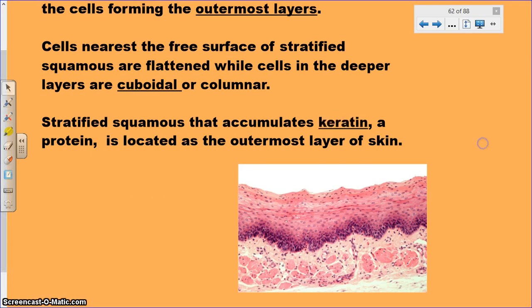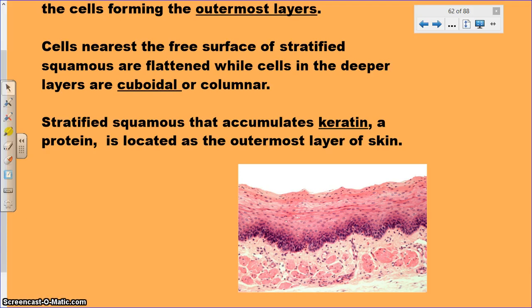Stratified squamous epithelium is located all throughout your body. In fact, your body is covered in it. That's what your epidermis, that outer layer of your skin, is made up of: stratified squamous epithelium. And it's also the inner lining of your cheeks. You can feel the difference between your skin and the inside of your cheek. Your skin is a little bit tougher. Your mouth, the inside there, if you feel it with your tongue, is more moist.